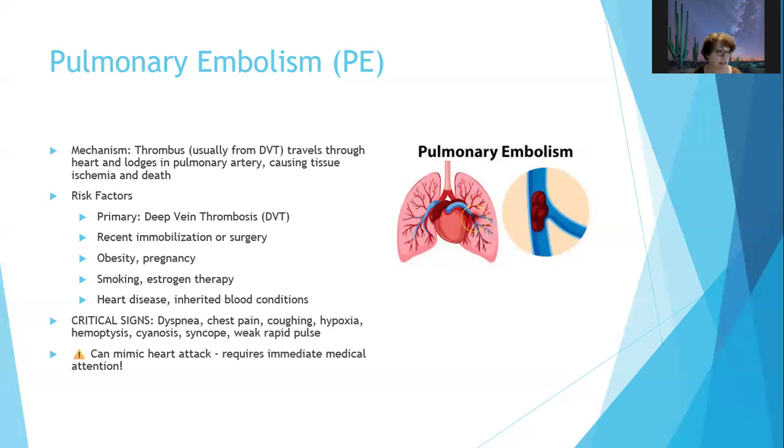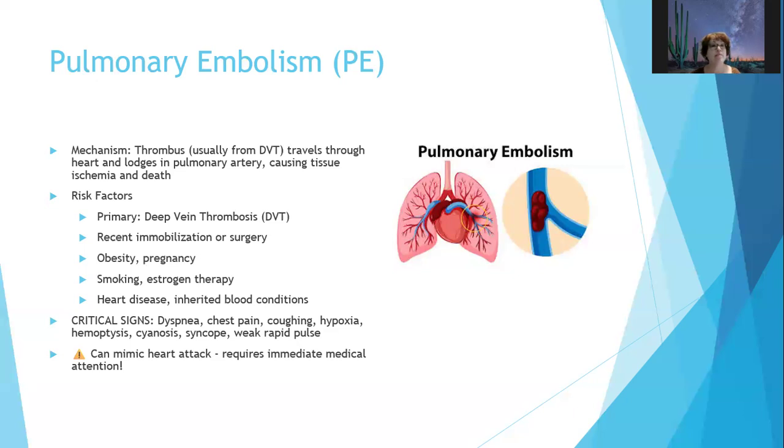So besides DVT, other risk factors include recent immobilization or surgery, and that's kind of where I've seen pulmonary embolisms a lot. Obesity or pregnancy, inherited blood conditions like blood clotting conditions, heart disease, smoking, it's always smoking. Everything, smoking's bad. Let's just say it. Smoking's bad. Estrogen replacement therapy can sometimes cause pulmonary embolisms, and heart disease, of course.